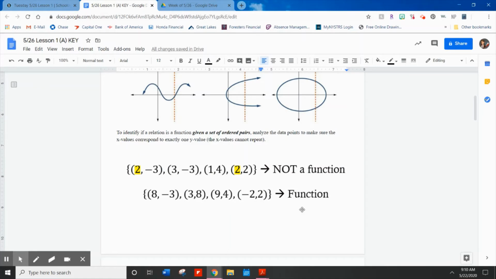To identify if a relation is a function given a set of ordered pairs, we need to analyze the data points to make sure the X values correspond to exactly one Y value, aka the X values cannot repeat. So when you're looking at a set of ordered pairs, you're just looking at those X values. It is okay if the Y values repeat, it's just the X values that cannot repeat. So here I highlighted the 2 numbers that repeat themselves, so therefore this is not a function. Now if you look at the next one, we got 8, 3, 9, and negative 2. Those are all unique numbers, so therefore it is a function.